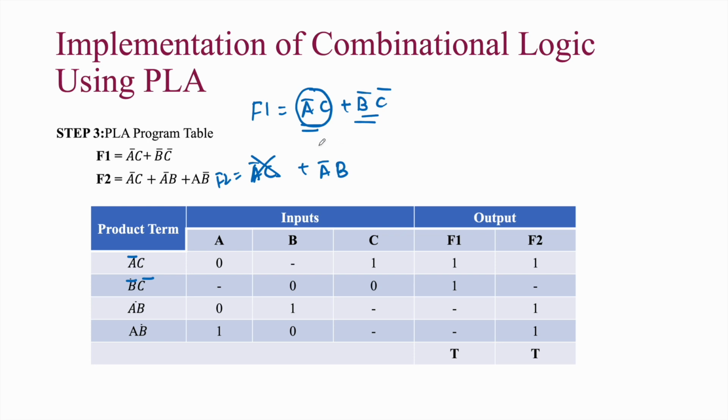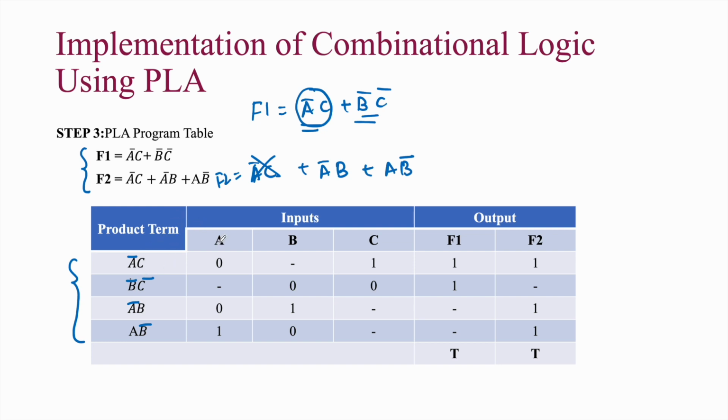Do we have it here? No. Therefore, I am writing A bar B. Plus we have A B bar. Do we have A B bar in F1? No. It is a unique term. Therefore, A B bar. So, what we have to do is compare all the expressions. Right now, we have only two expressions. Therefore, we have to find the unique product terms and list out all those unique product terms from the expressions here. This is the first step.